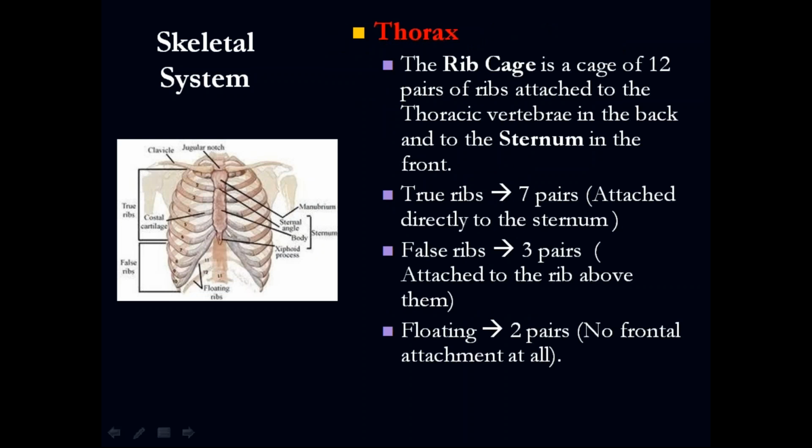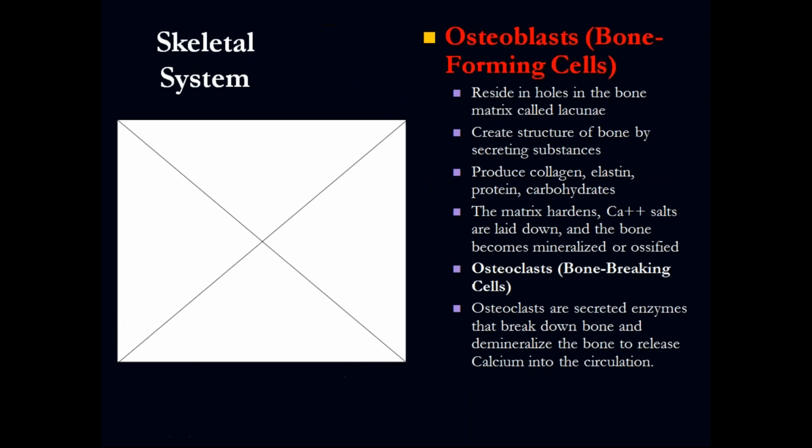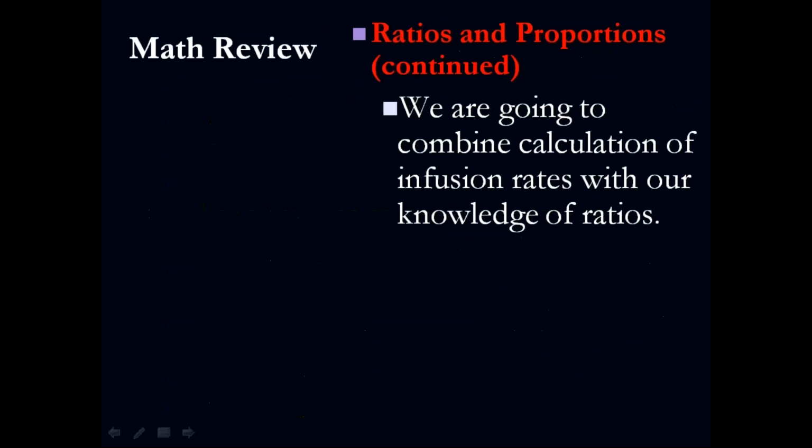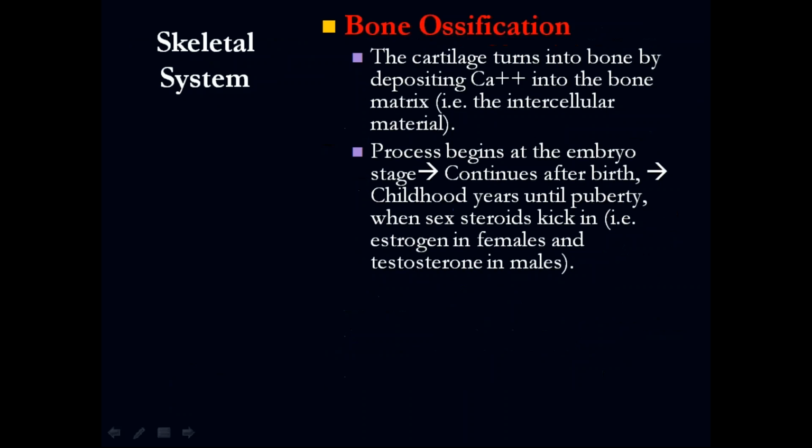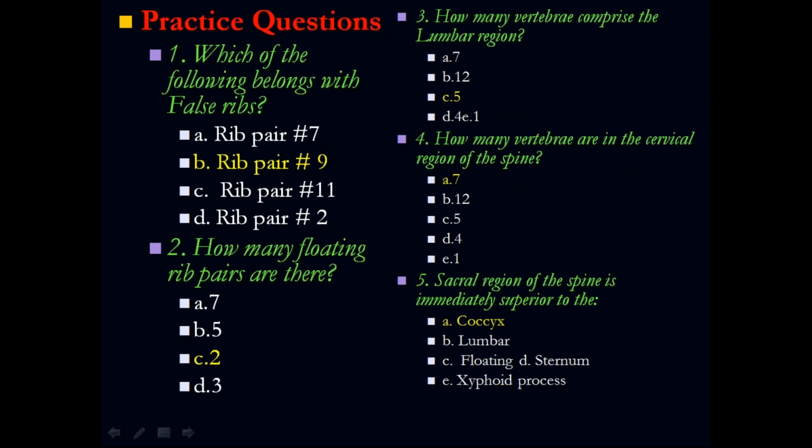We were talking about the ribs. The ribs are going to be true, false, and floating ribs. The floating ribs are pairs 11 and 12. Pairs 1 to 7 are the true ribs, and the false ribs are 8, 9, and 10. Okay, so those are the false ribs, and the floating ribs are 11 and 12, the last two.